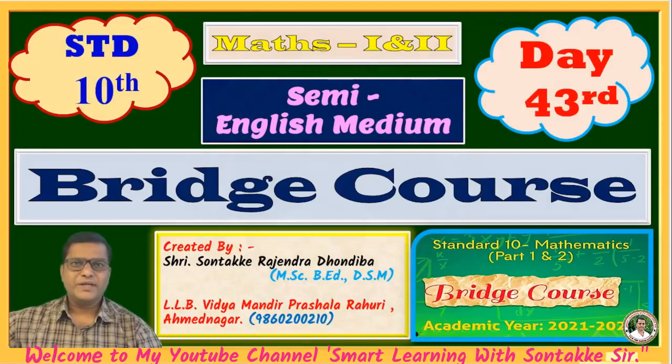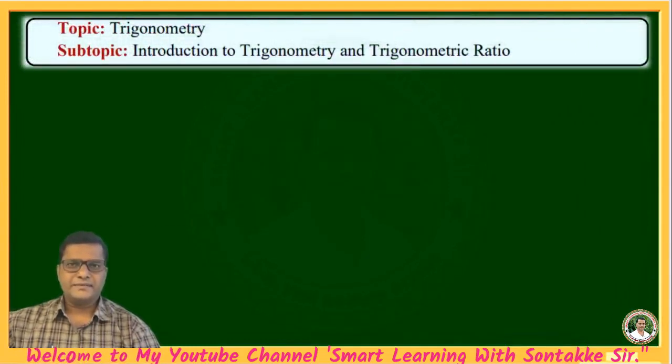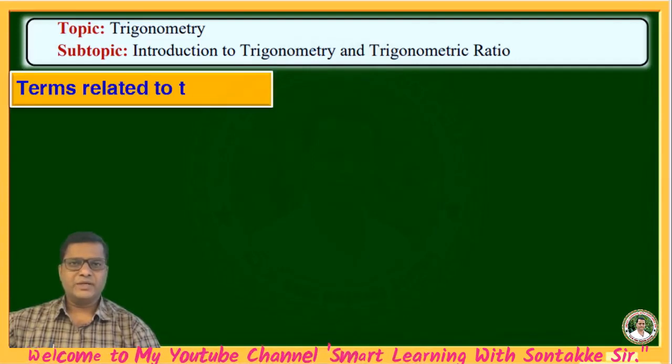Today we are going to study Bridge Course Day 43 exercise. Let's see the exercise. The topic of the exercise is trigonometry and the subtopic is Introduction to Trigonometry and Trigonometric Ratios. In trigonometry, some terms and ratios are important which are related to triangle. Therefore, in this first we will see terms related to triangle.